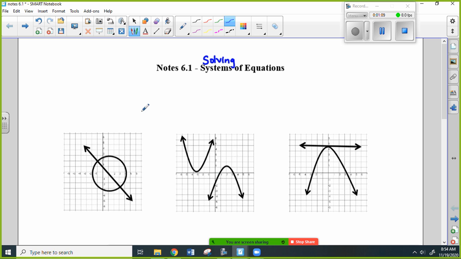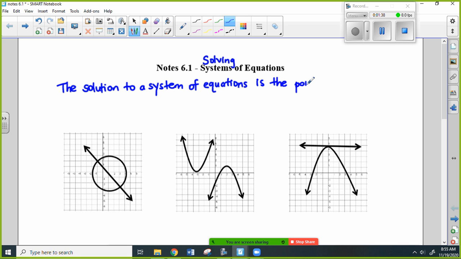All right, so the solution to a system of equations is the point or points, okay, so I can make that plural by putting an S, is the point or points where the two graphs touch or intersect each other.